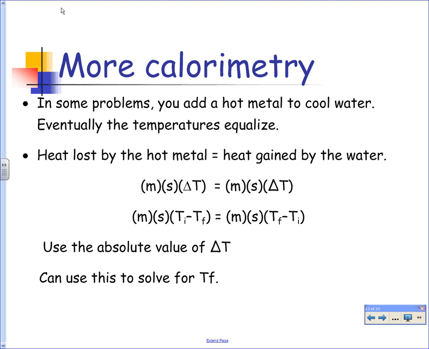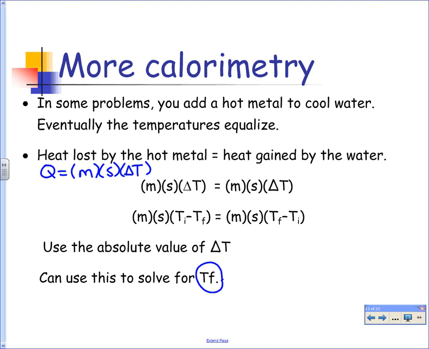In AP chemistry, what we're going to do is switch it up a little bit, and what we actually want to be able to do is solve for T final, solve for the TF. So we really need to look back at that equation where it's Q equals M times S times delta T once again.